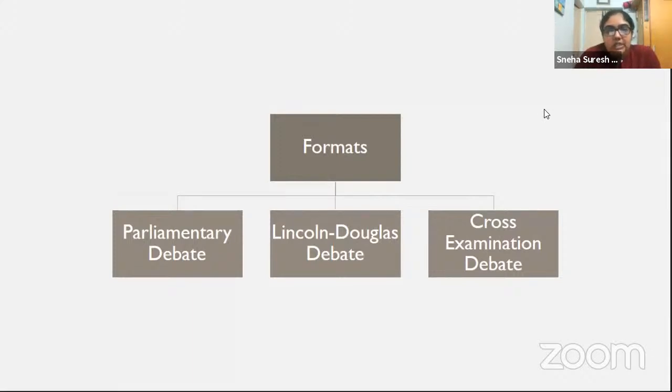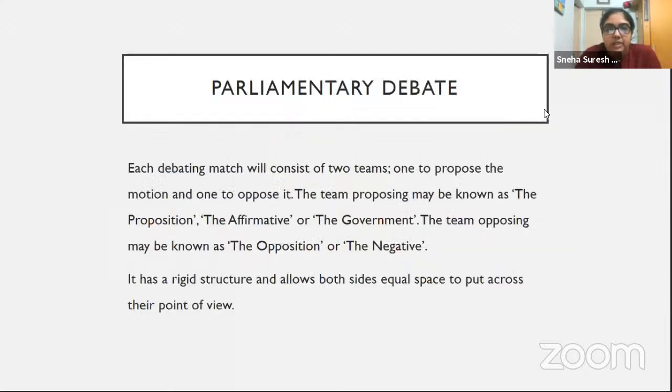The second one is the Lincoln Douglas debate. The Lincoln Douglas debate is a value based debate. So the discussions are usually on topics about values and morals, and the cross examination debate is also known as the policy debate. This is the kind of format they use to discuss governmental policies and any sort of administrative related policies as well. So, we'll move to the first, which is parliamentary debate.